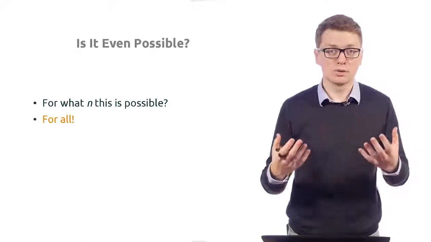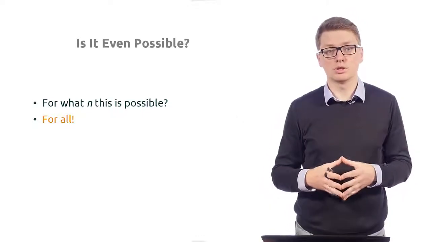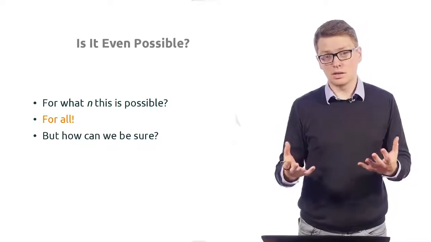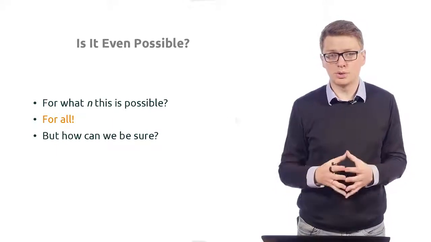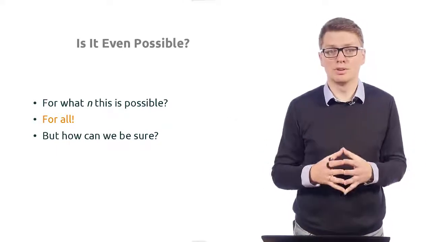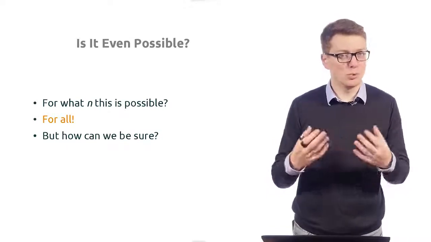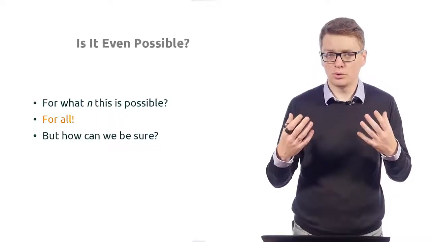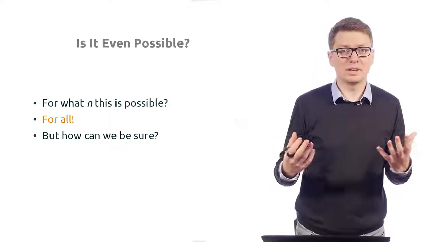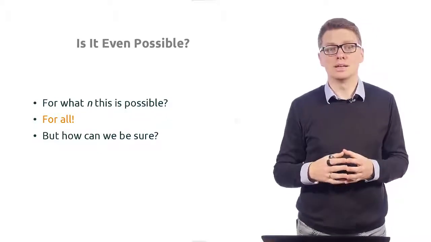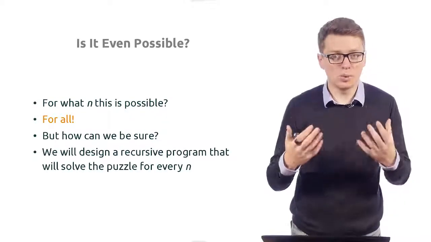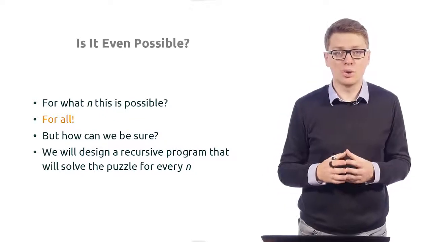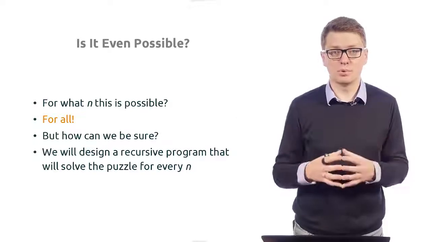It is known to be possible for every value of n. At the same time, it is not clear at this point how we can be sure that it is possible for every possible value of n. We can check that it is possible for 1, for 2, for 3, for 4, and so on, but it is not so clear how to ensure that it is always possible even for a very huge number. And of course we are going to use recursion again to show how to do this for every possible value of n.